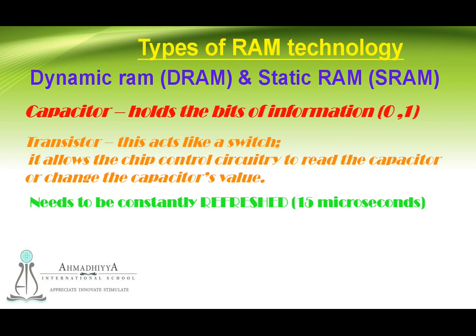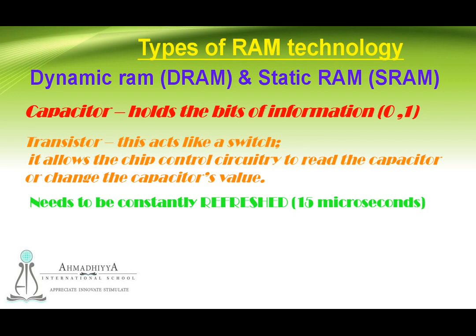I will repeat, listen carefully. Capacitor is nothing but a device used to store an electric charge. Then what is meant by transistor? A transistor is a semiconductor device used to amplify or switch electronic signals. I will repeat, listen carefully. A transistor is a semiconductor device used to amplify or switch electronic signals. Now let us see in detail about the dynamic RAM.